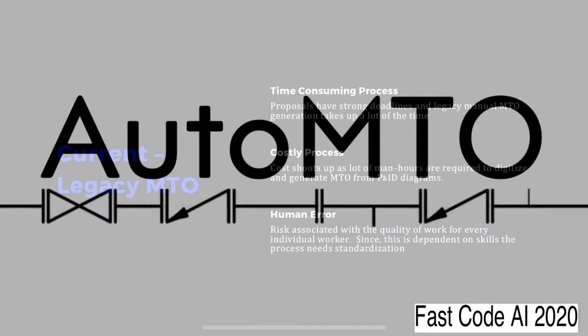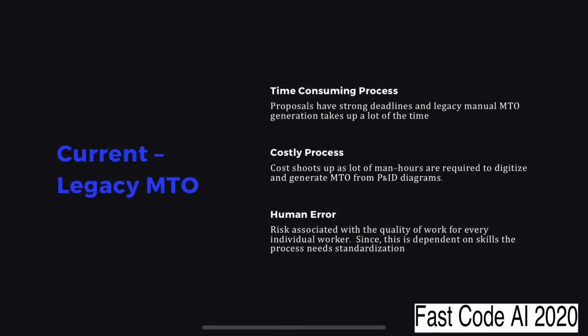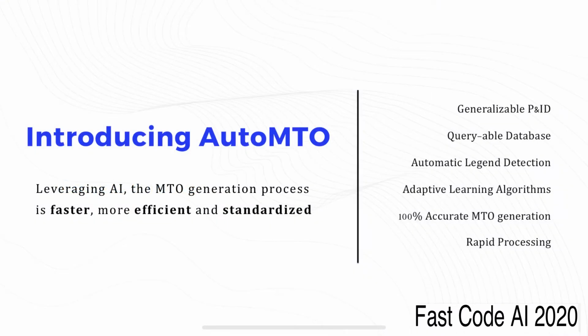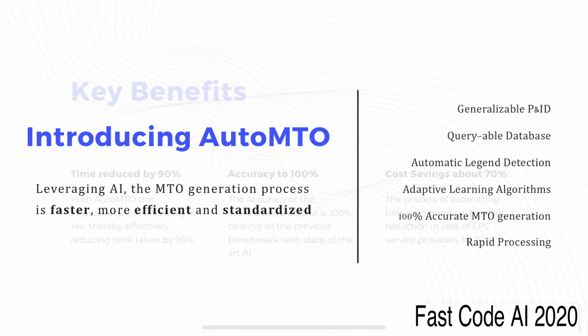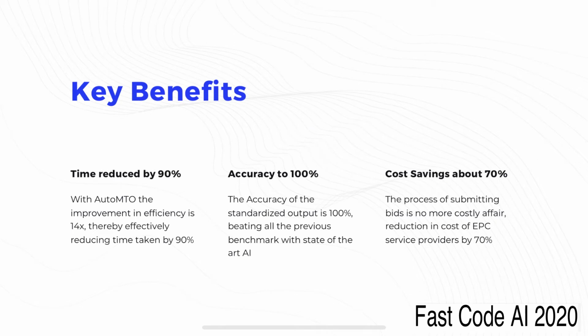For P&ID in scanned or digital format, MTO is generated manually. This is a tedious, time consuming, and error prone activity. AutoMTO is an AI driven P&ID parsing and MTO generation tool which helps to standardize the process of extraction of data from P&IDs and generate MTOs. With AutoMTO, we ensure 100% accurate MTOs with cost reduction of up to 70%. We improve the total efficiency by 14 times and directly reduce the time taken to create MTOs by 90%.